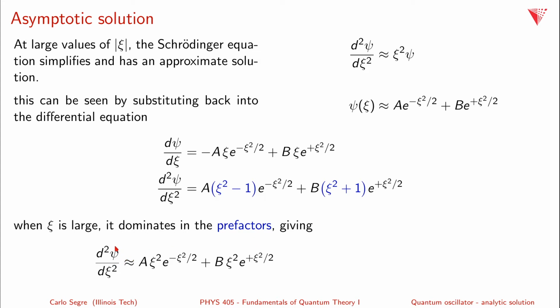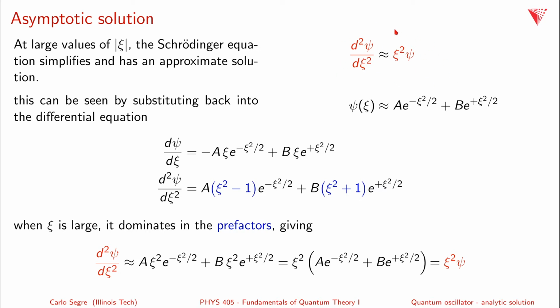And so the second derivative of psi with respect to c squared is approximately equal to a c squared e to the minus c squared over 2 plus b c squared e to the plus c squared over 2. But it's approximately equal because we had to make another approximation. But if you look at this, this is simply approximately equal to c squared times a e to the minus c squared over 2 plus b e to the plus c squared over 2, but that's just psi, rather. And so this is approximately equal to c squared psi, which is exactly the solution that we want.